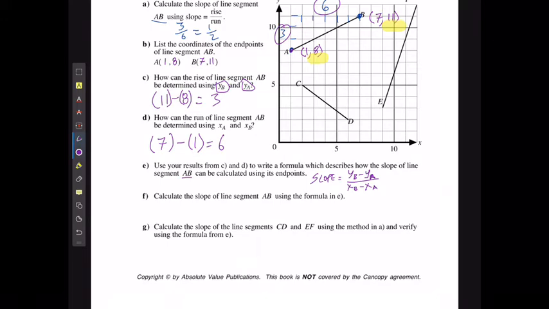If I'm calculating the slope of the line segment using this formula, then I'm going to say that the slope is equal to 11 minus 8 over 7 minus 1, which is going to give me 3 over 6, and I can reduce that down to 1 over 2.